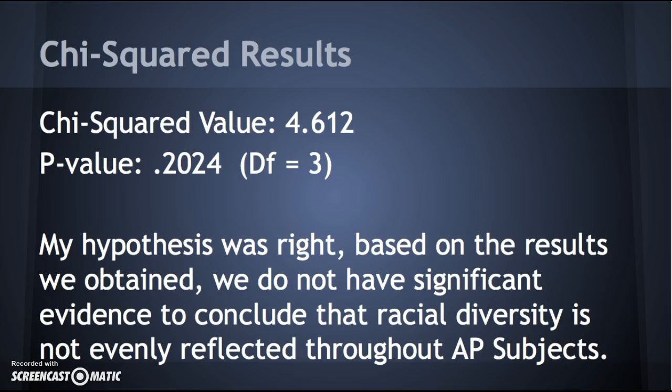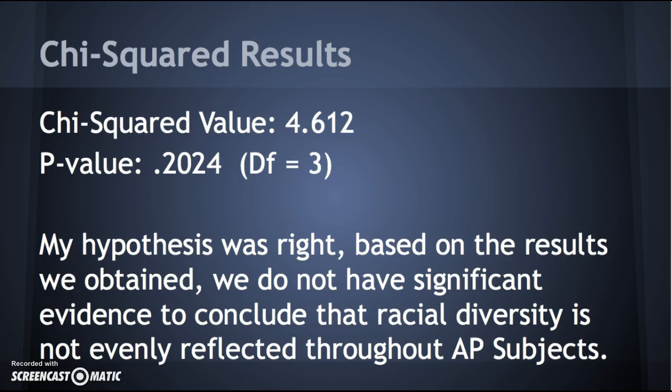So here are the results for that. The chi-squared, I've been saying chi-squared the whole time, I apologize for that sincerely. The chi-squared value is 4.612, and the p-value is 0.2024 with 3 degrees of freedom.